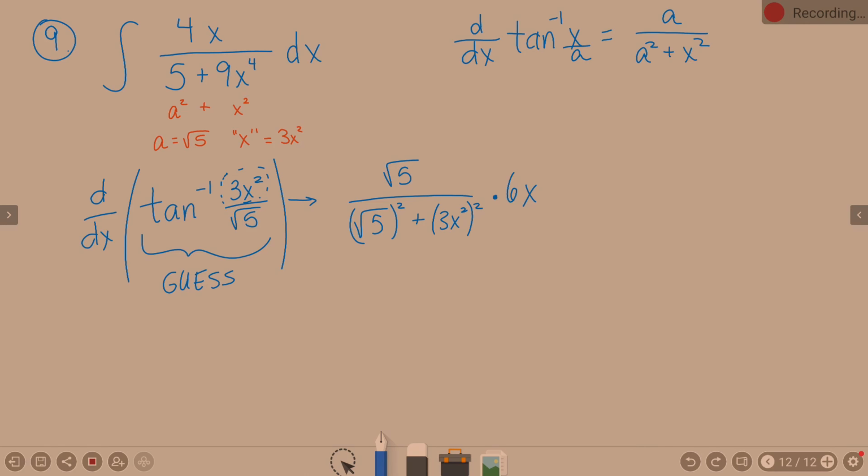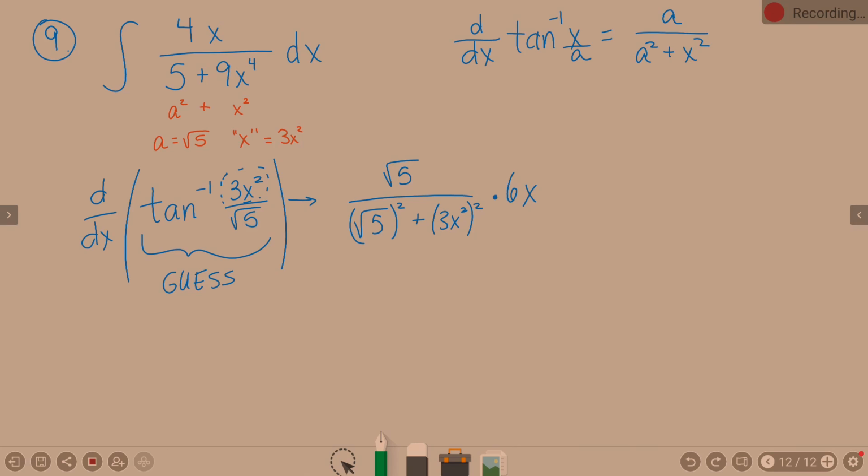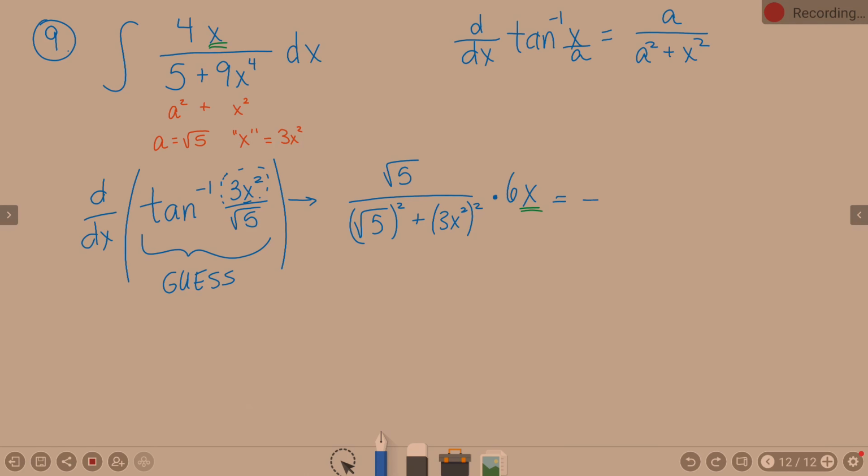Now, how close are we? How close are we not? This is where we have to look at the pieces. We have the x is good, yes? Here, though, we have extra, and I could have even put it together as one fraction. If I put this together, there's a 6 square root of 5 times x on top, over the 5 plus 9x to the 4th.